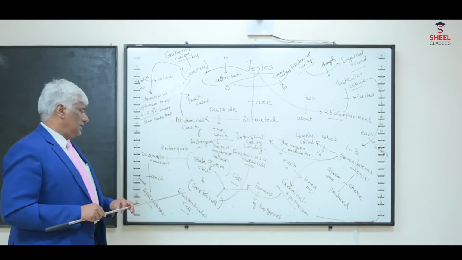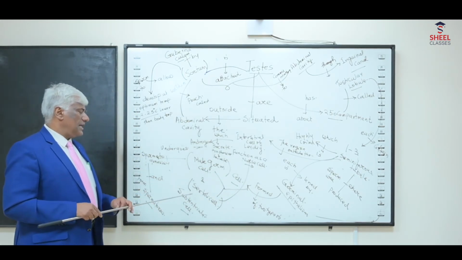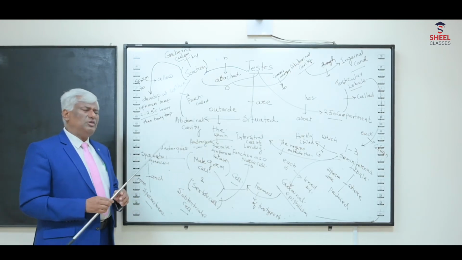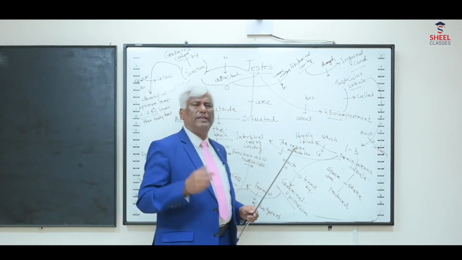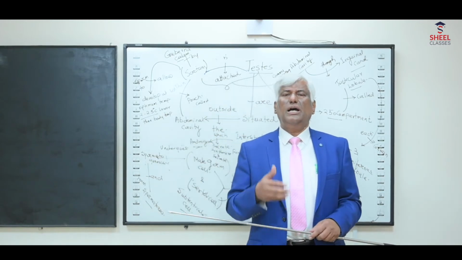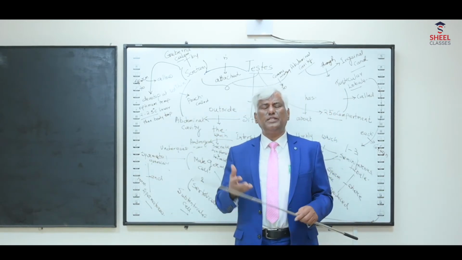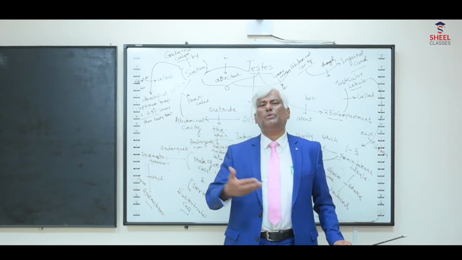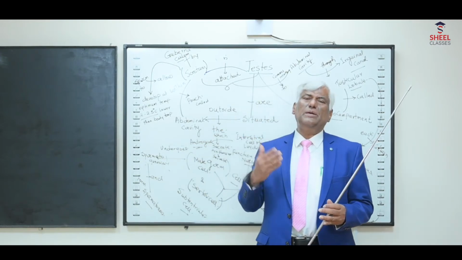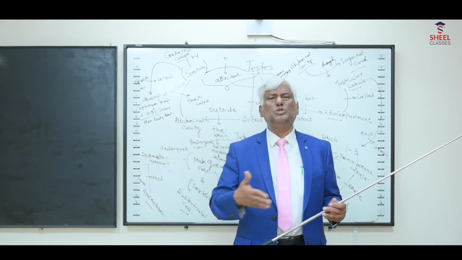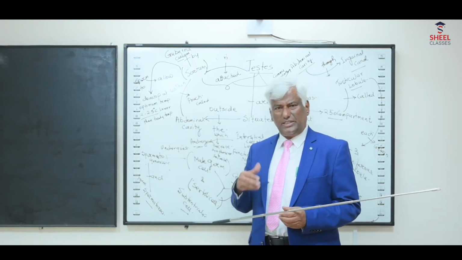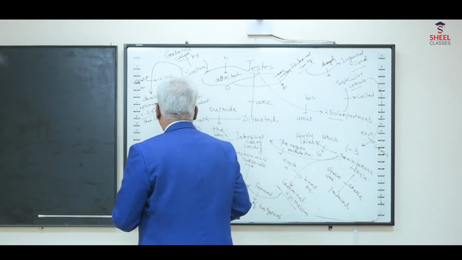And the next is another cell, called the Sertoli cell. When we talk about spermatogenesis, we will discuss a lot of things, like how many parts it is divided into. We will discuss that at length. Spermatogenesis is a separate topic I will discuss with you, my dearest friend.